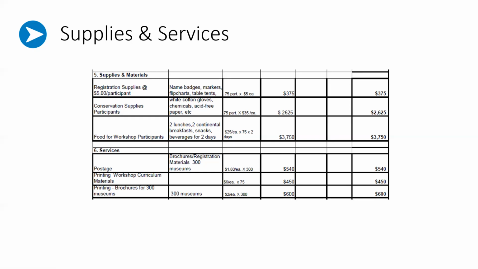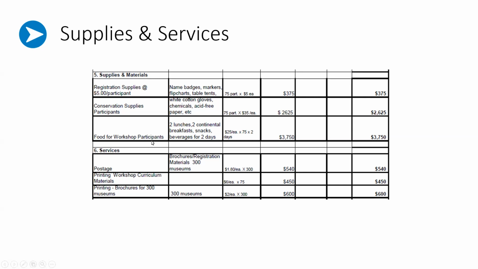This particular workshop was going to be for a museum, and so they were going to work on conserving artifacts. So they needed some conservation supplies for the participants. And that were things like white cotton gloves, chemicals, acid-free paper, etc. Again, they estimated a price per person times the number of participants, $2,625.